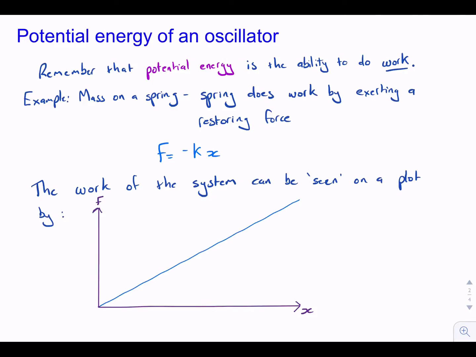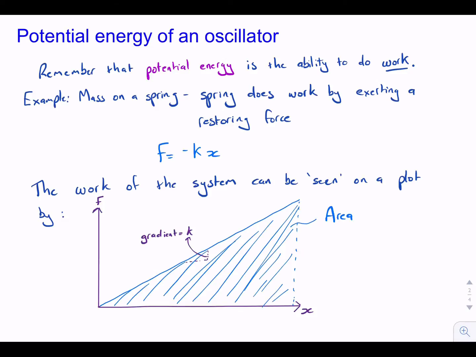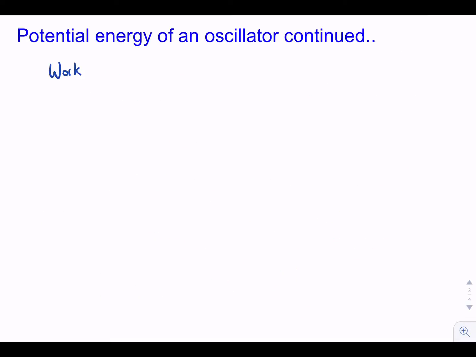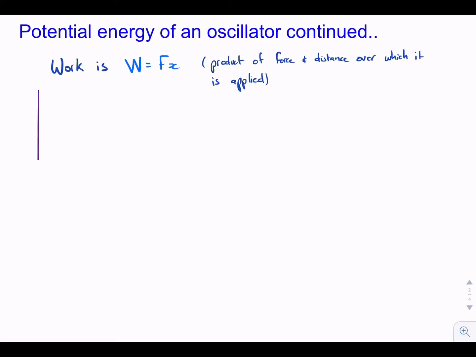The gradient of this line is k, and that is the spring constant of the system. The area under this curve is equal to the work of the system, which is of course an energy and measured in joules. You'll remember from mechanics that work, W, equals force times extension. So it's the product of the force and the distance over which the force is applied. Again, let's plot our little force versus extension diagram here, and we can see that the work equals the area under the curve.